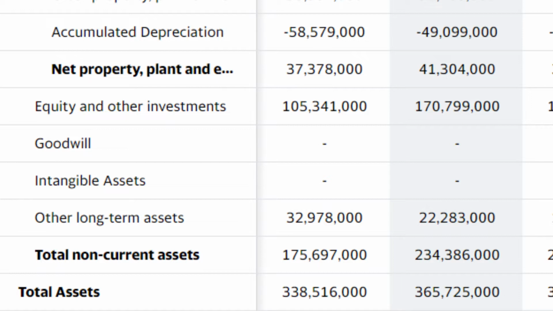What kind of assets are these? Well, these are things like patents. Currently, Apple has about $2 billion in intangible assets. And right now they have over $300 billion in total assets, which is pretty crazy.